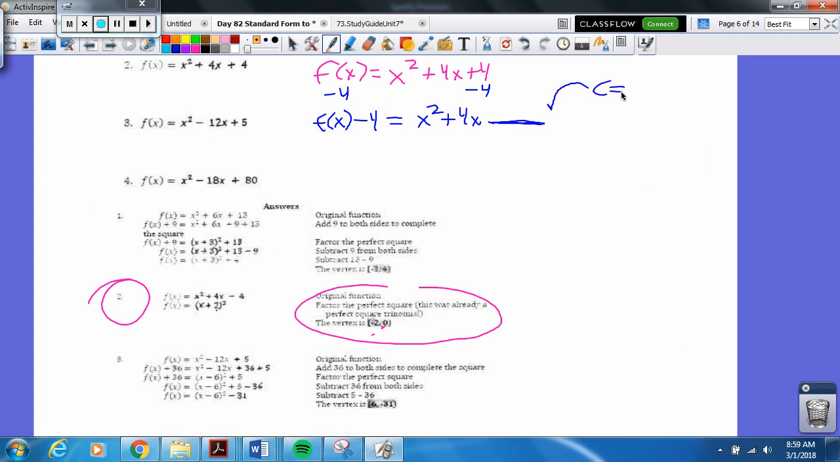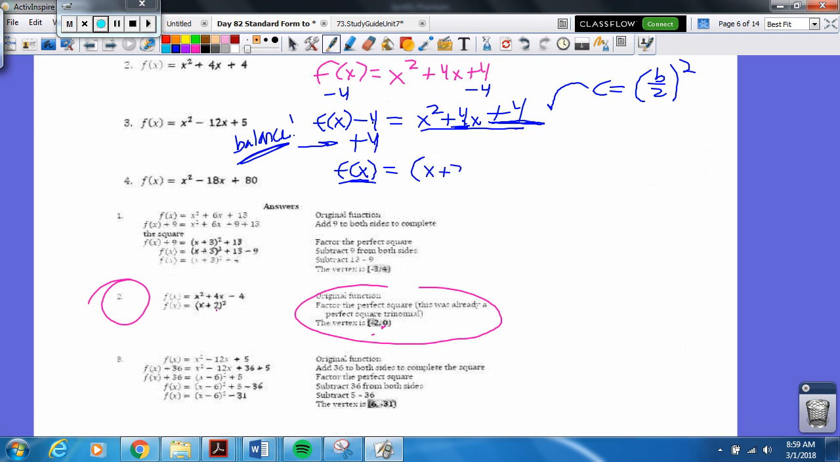C, my new c, is going to be b divided by 2 squared. B, 4 divided by 2 is 2. 2 squared is 4. So I'm going to add 4 to both sides. You got to balance the equation. Balance. There you go. So f of x, negative 4 plus 4 is 0, so it's just f of x there. I'm done.